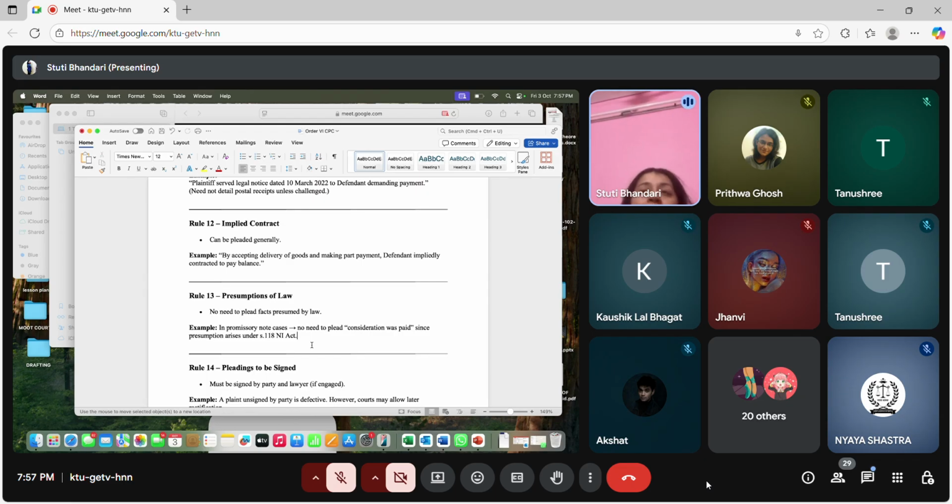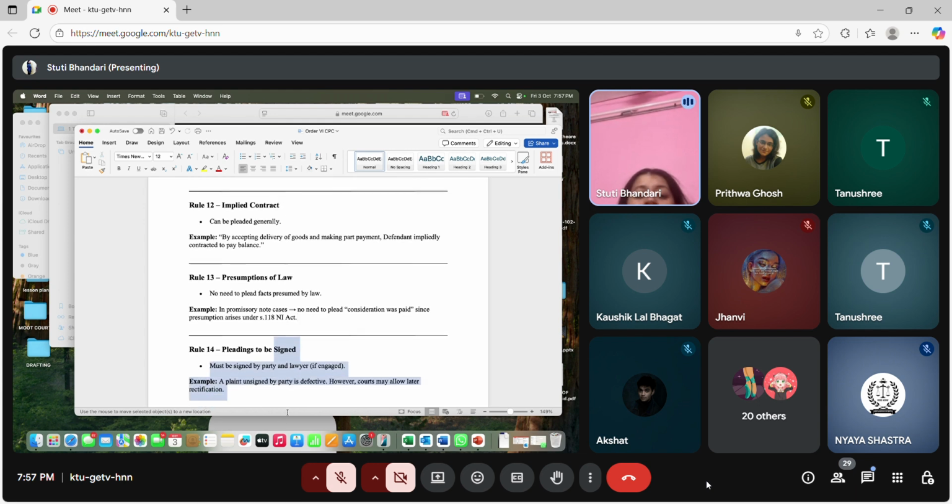So wherever there are presumptions of laws, for example, you might have also heard that if a woman dies within 7 years of marriage, court presumes that the death is caused due to dowry death. So all these presumptions, you do not have to write them in your pleading because they are already presumed by the courts. Now lastly, pleadings have to be signed.